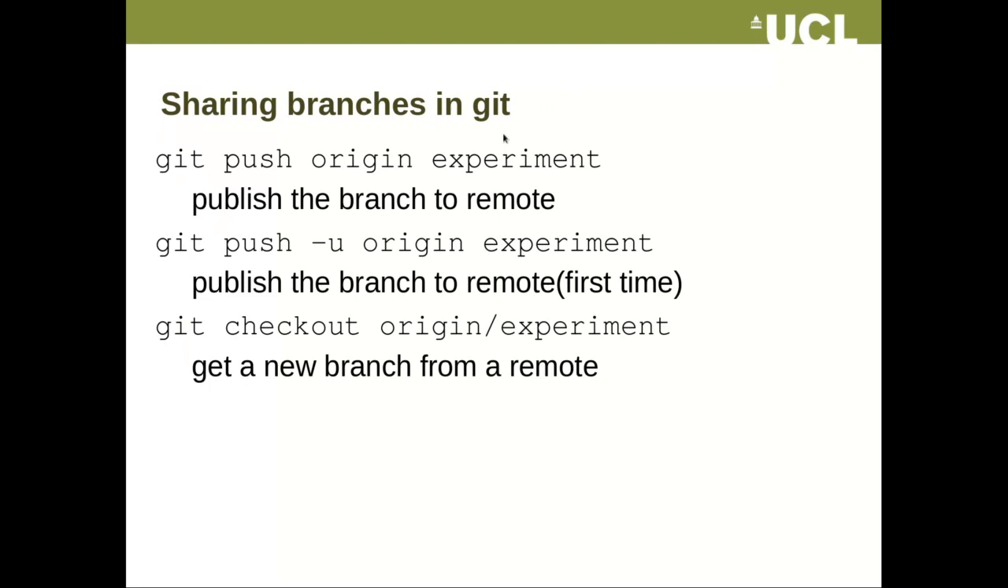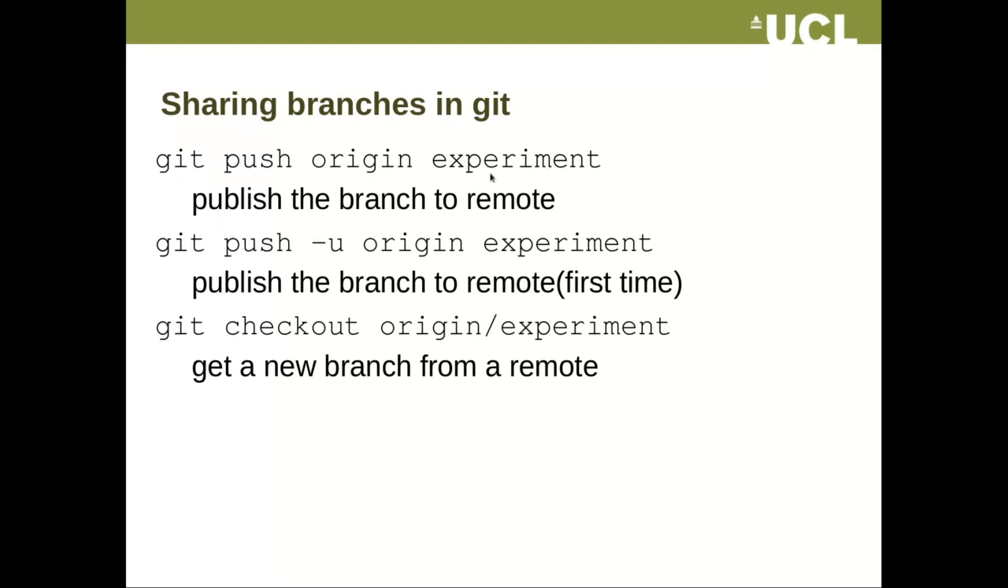If we wish to share our new branch that we've created with other people, and we want to push it onto the central master copy of the repository, we can do that using git push origin experiment, where experiment is the name of the branch that we've created.